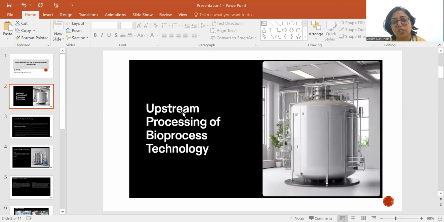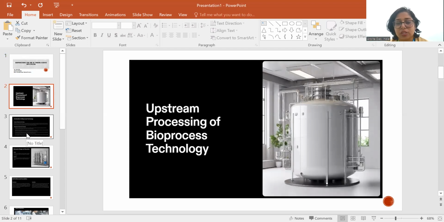Here, for upstream processing of bioprocess technology, you can see a diagrammatic representation. It's a diagram of a bioreactor. It is a huge vessel. As I have already said, the bioreactor is the heart of bioprocess technology. So this is an example of a bioreactor with plenty of ancillary support and all. We will discuss that later.